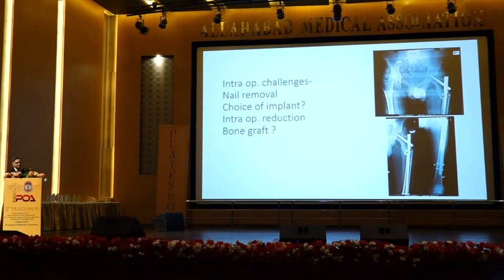But that is something technical which you can overcome. Luckily, this original screw track is far superior, so I can still get a screw which is inferior and kissing the cortex. So I would not worry too much about it, provided you can get a good anatomical or near anatomical result. Intraoperative reduction is an important point to remember: we have to correct the varus, either through a neutral reduction or a slightly valgus reduction.